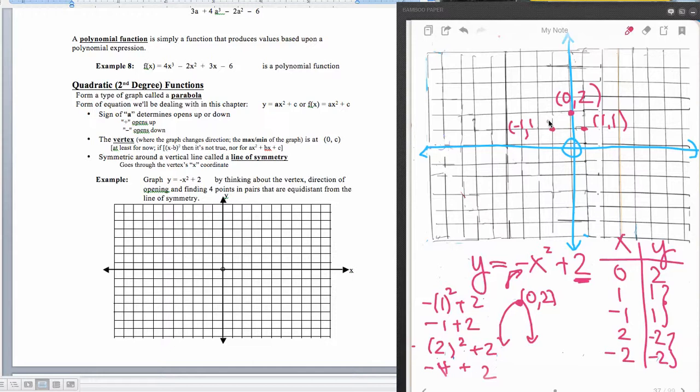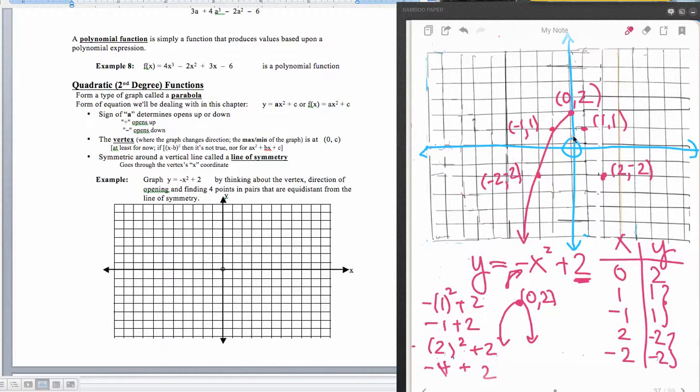and positive 1 y. And then when x is equal to 2, we have y being equal to negative 2, so 2 and negative 2. And that's also true when x is equal to negative 2, y is equal to negative 2. So we'll plot that point as well. And now, because we know that this shape is going to be a parabola, we can draw the shape in based upon these 5 points.